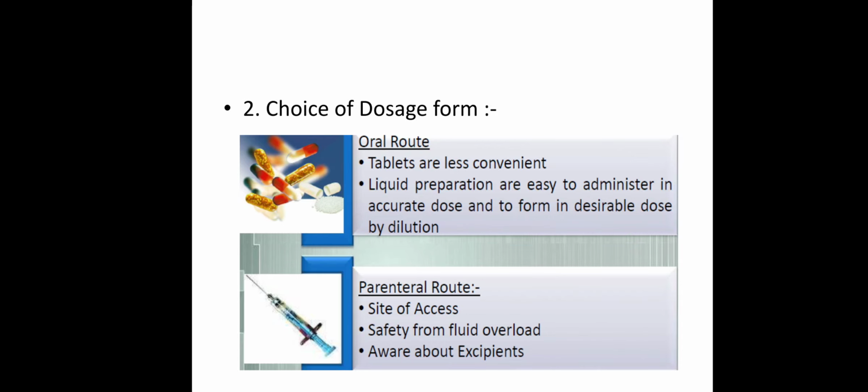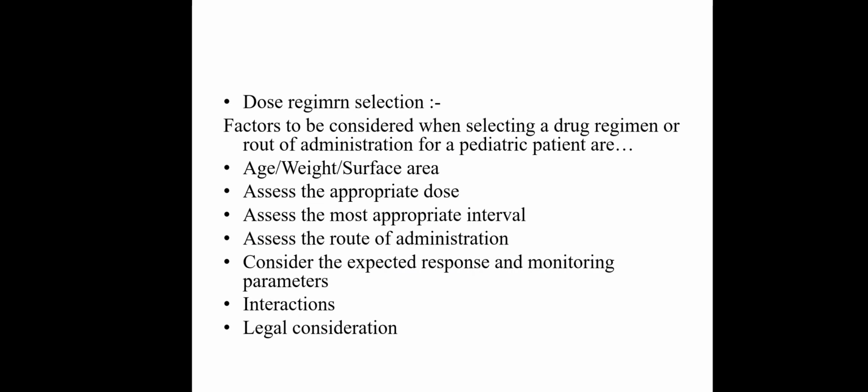Choice of dosage form: oral route and parenteral route. Oral route means tablets or liquid paraffin are easily administered in accurate dose and can be formed into desirable dose by dilutions. Parenteral route: site of access, safety from fluid overload, avoid harmful excipients.